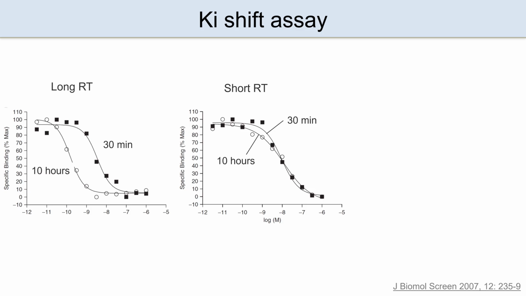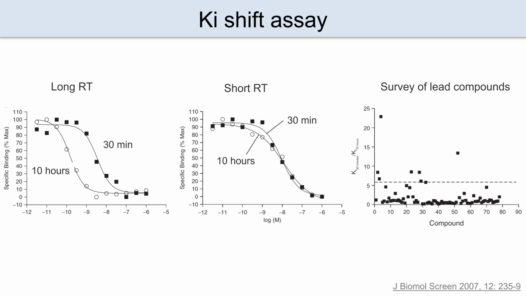If the compound has a short residence time, as shown here, the curves for the time points will overlie one another. The data can be analysed by calculating the Ki shift, dividing the Ki of the short incubation by the Ki for the long one. Here is a plot of the Ki shift of 78 compounds in the assay. 7 of these had a ratio greater than 6 and were then shown to have a long residence time, in this case 90 minutes or longer.